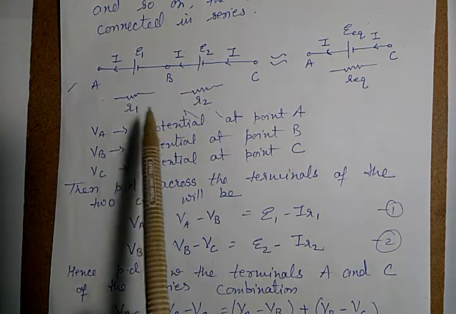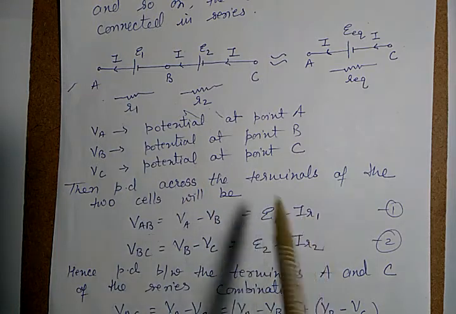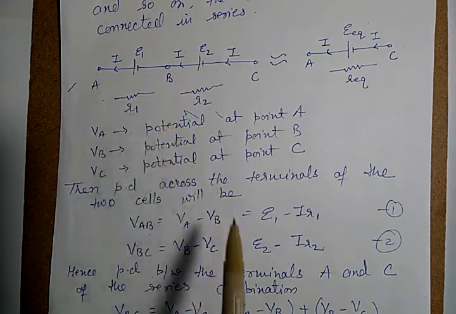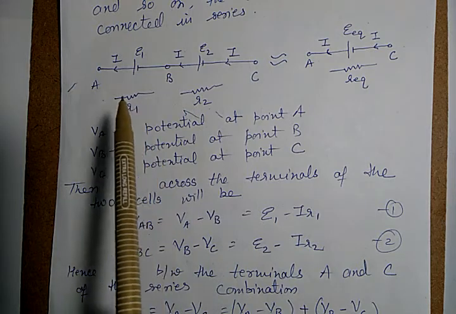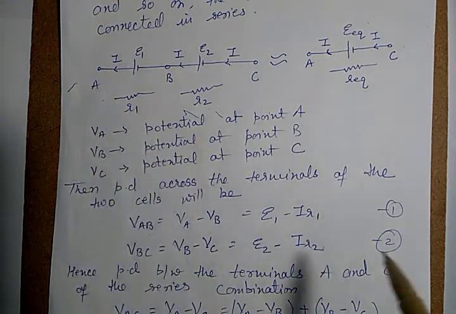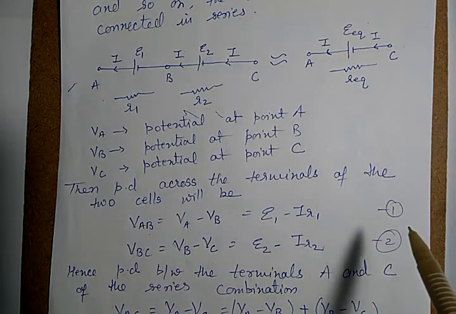That's why we are taking VA minus VB, and this is equal to E1, that is the potential of the cell, minus the drop of potential across this cell, that is the current I through this cell times the internal resistance of the cell. Let us mark it as equation number 1.